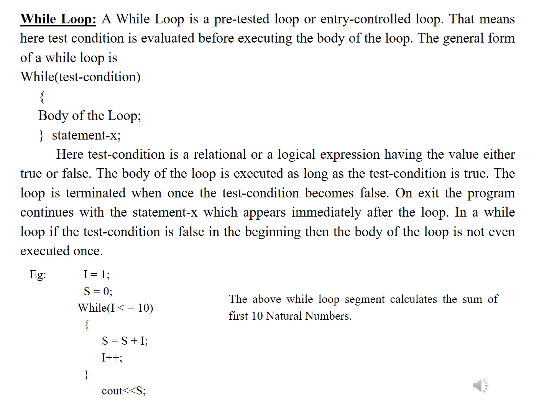While loop. A while loop is a pre-tested loop or entry control loop. That means here the test condition is evaluated before executing the body of the loop. The general form of the while loop is: while (test condition) { body of the loop } then statement X. The test condition is a relational or logical expression having the value either true or false.